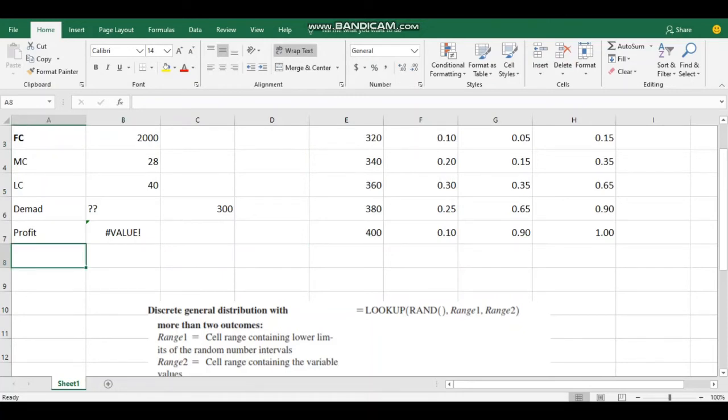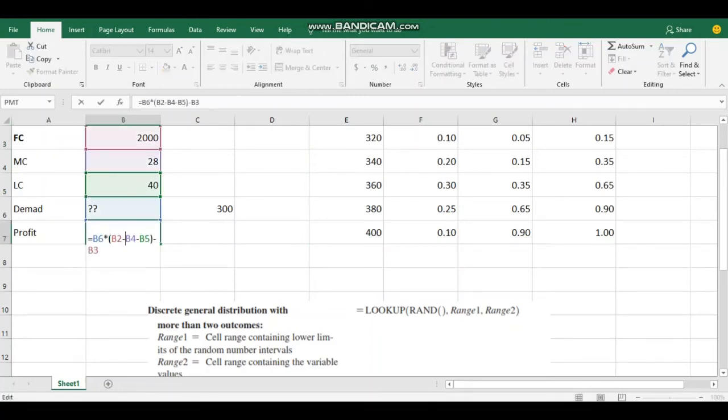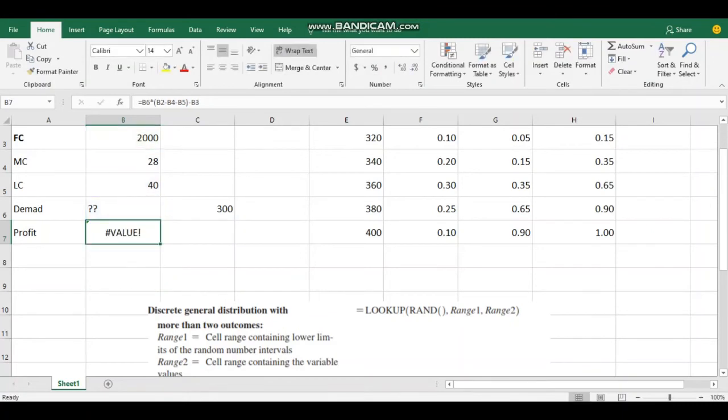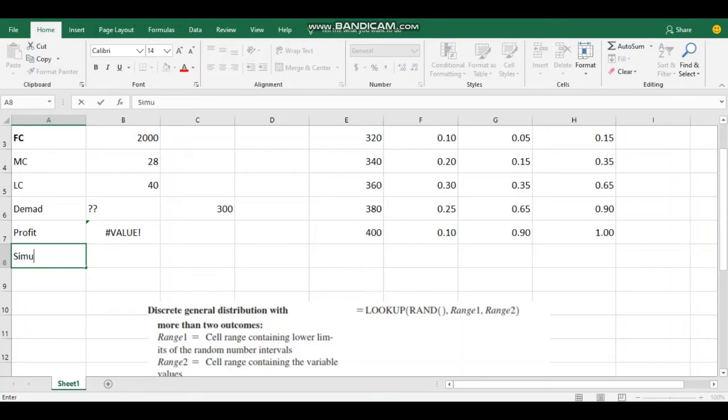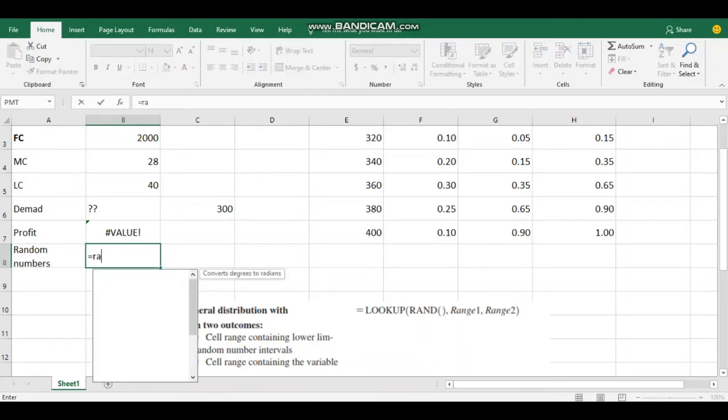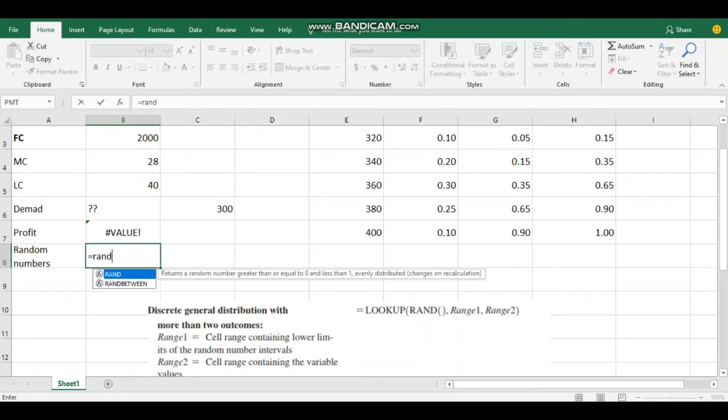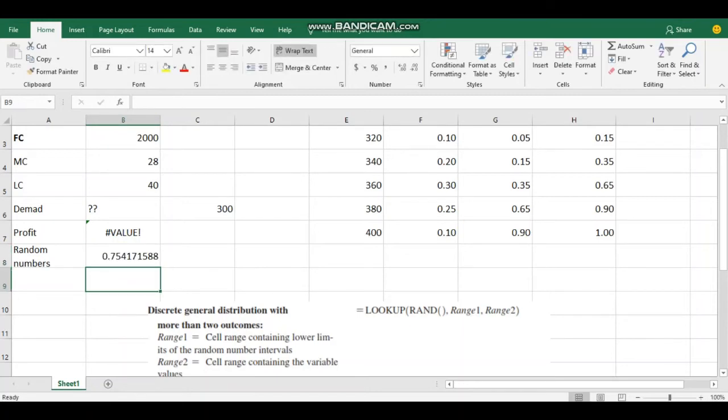Now come to the profit cell. What you have to set is the demand. Let us take a new cell: the simulated demand. First, random numbers. How do we generate random numbers? Very simple. There is a formula called RAND, open bracket, close bracket. It varies from 0 to 1.